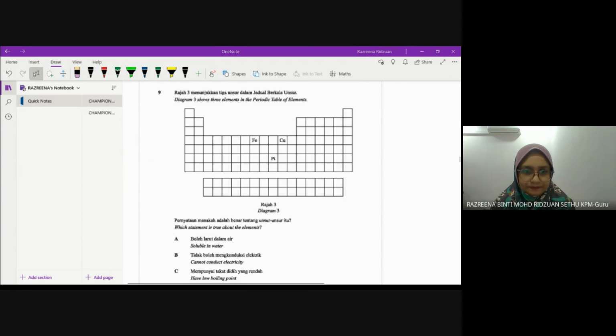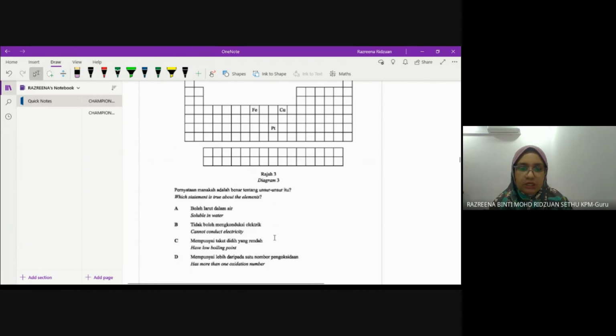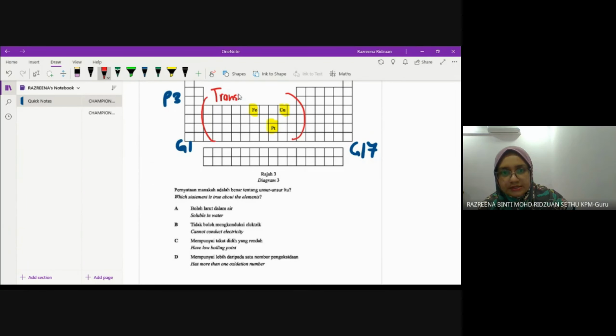Question 9. Diagram shows three elements in the periodic table of elements. Which statements are true? When we look at these three elements, what do we remember? In a periodic table, they either ask you for group 1, group 17, period 3, or another one which is the transition element. This is the transition element.